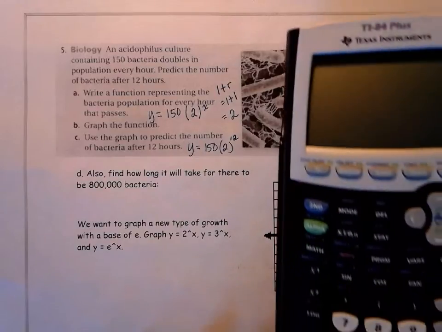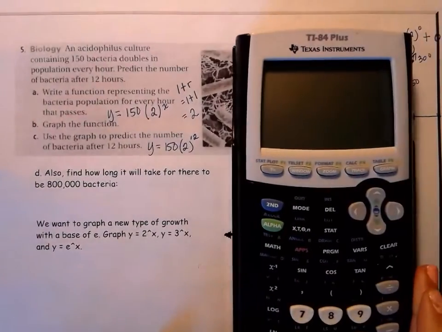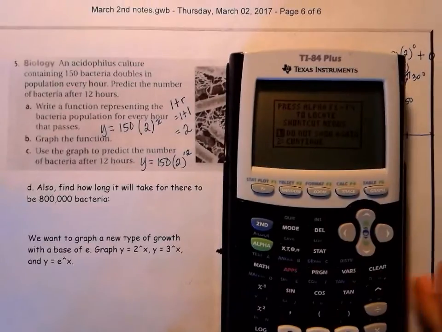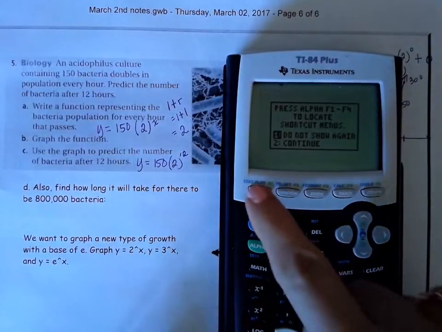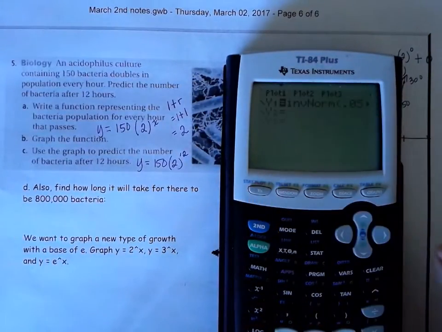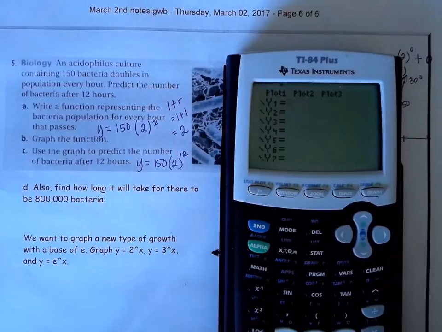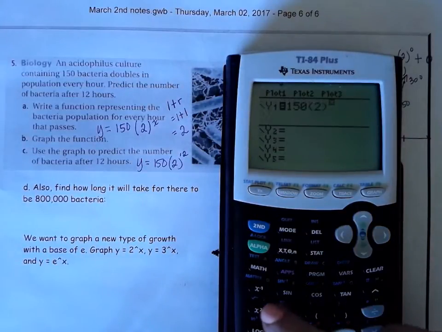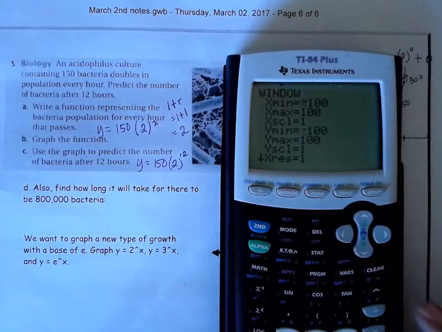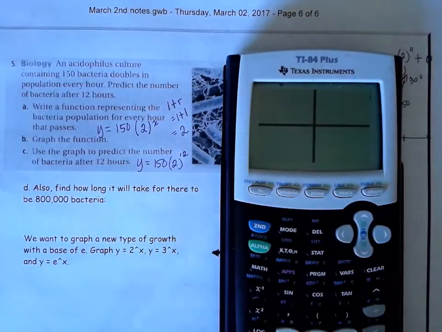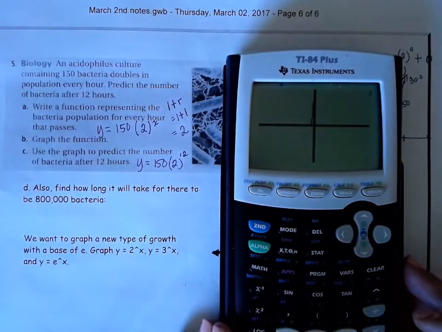So I am going to just graph my function on the calculator. It's causing a little glare there. So I'm going to have y equals, and I am going to put in 150, my base of 2, raised to the x power. Okay, so I know generally what it's going to look like. Let me go ahead and set my window. That's pretty good for now. And then this is what the graph will look like.